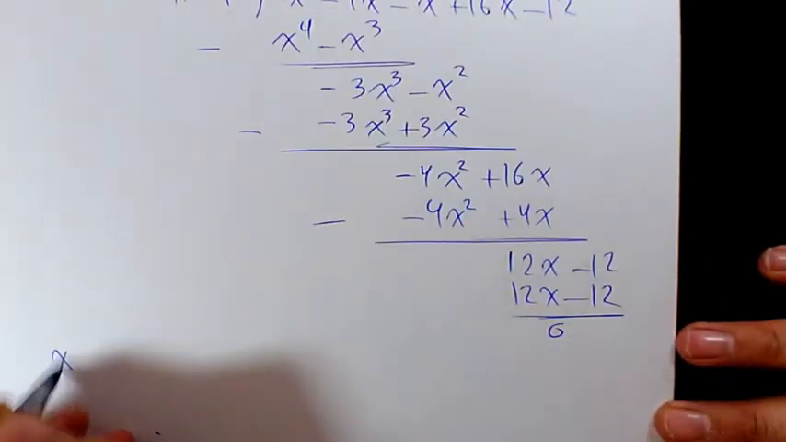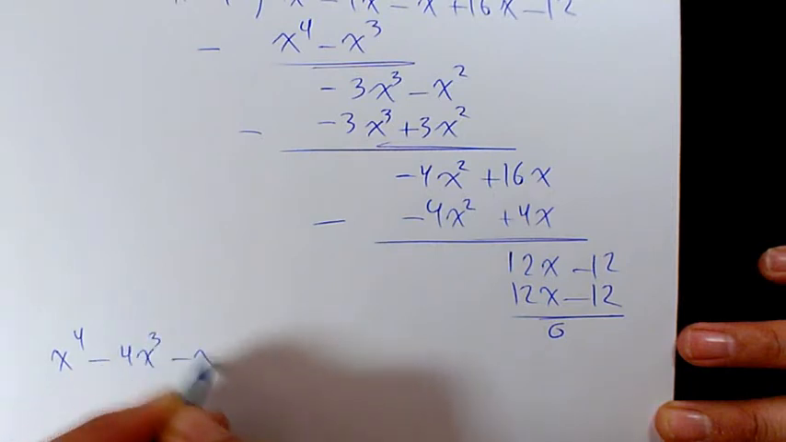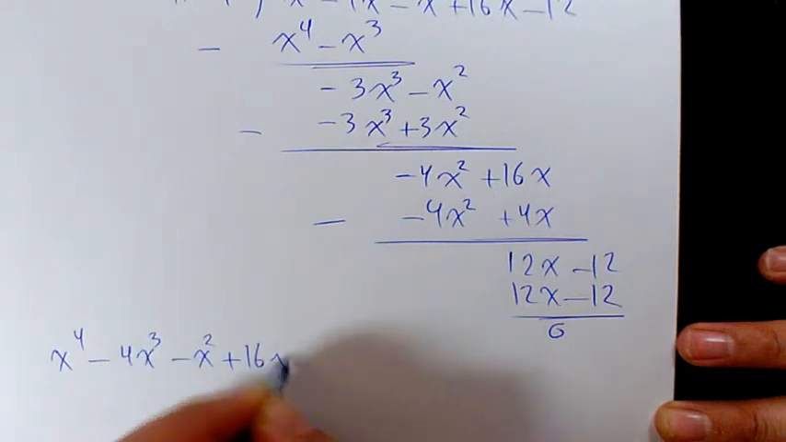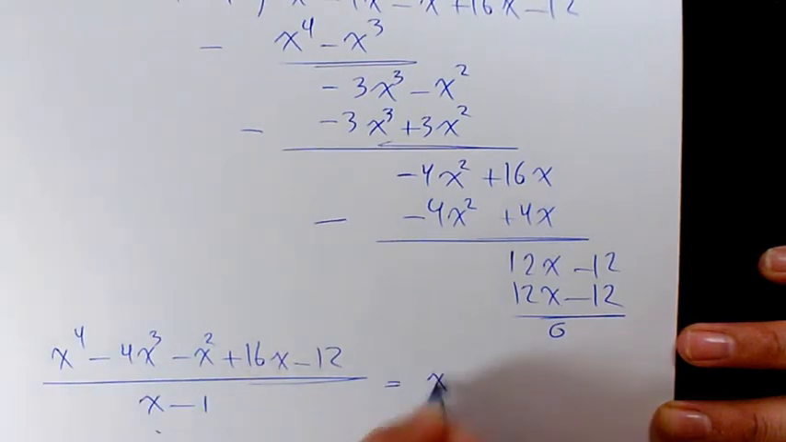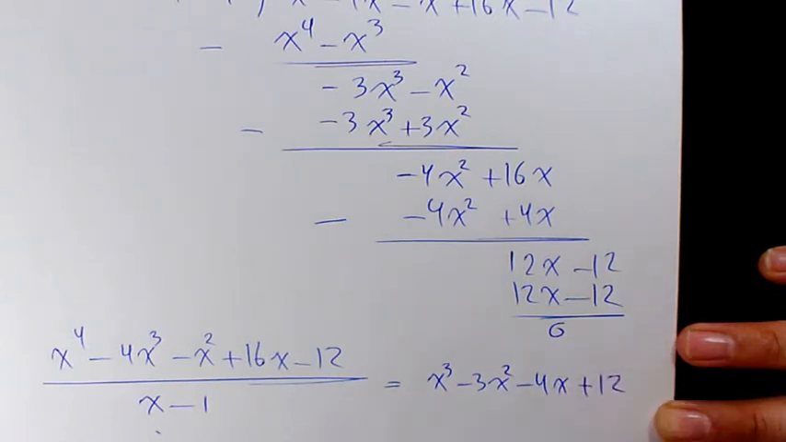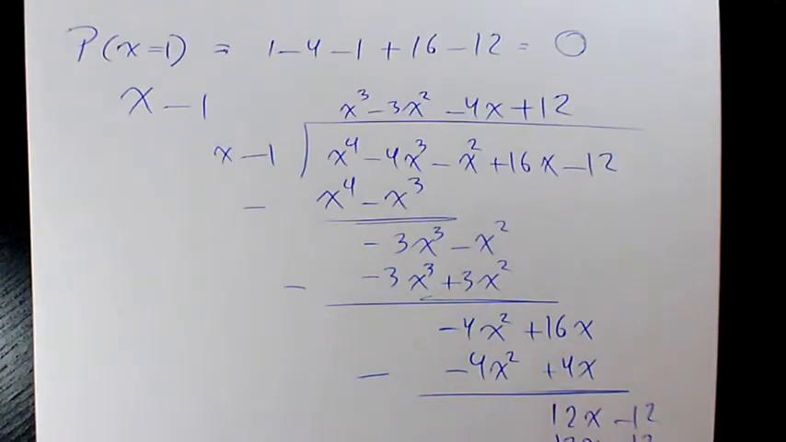So x to the 4 minus 4x cubed minus x squared plus 16x minus 12 divided by x minus 1 equals x cubed minus 3x squared minus 4x plus 12. This is going to be the answer. Now I need to factor this expression. So the first factor is x minus 1. Let's look at the next one.